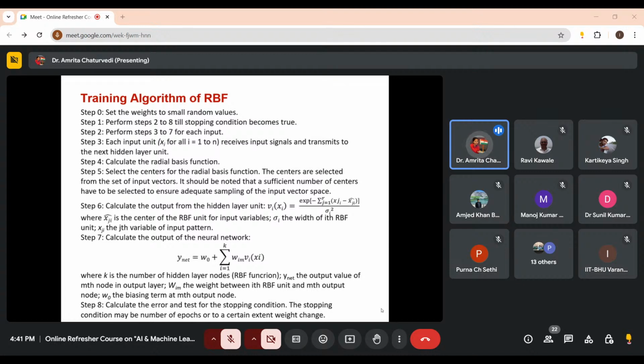Then you calculate the output of the neural network. So y_net is equal to w0 plus summation i equal to 1 to k of wim vi(xi), where k is the number of hidden layer nodes, that is your RBF function, and y_net is the output value of the mth node in the output layer. wim is the weight between the RBF unit and the mth output node, and w0 is the bias of the mth output node. Then you calculate the error and test for the stopping condition.